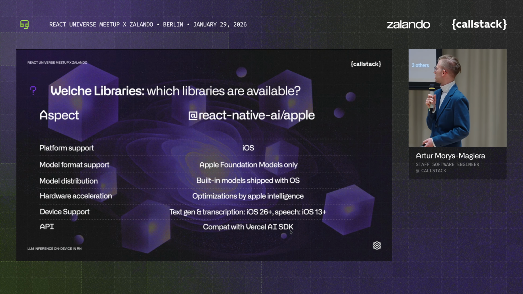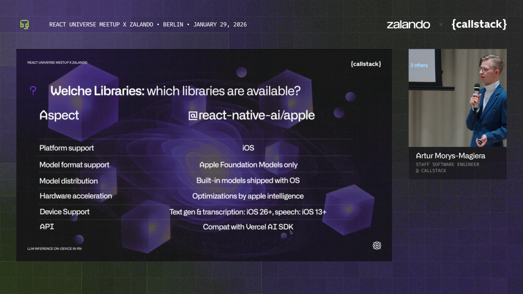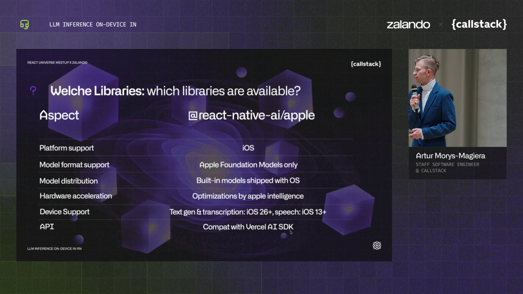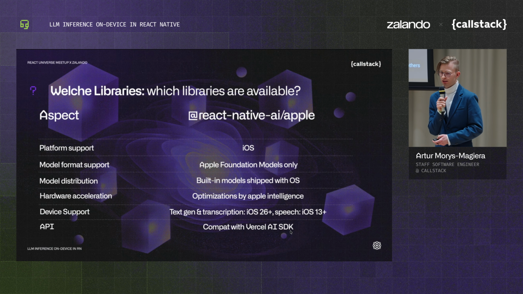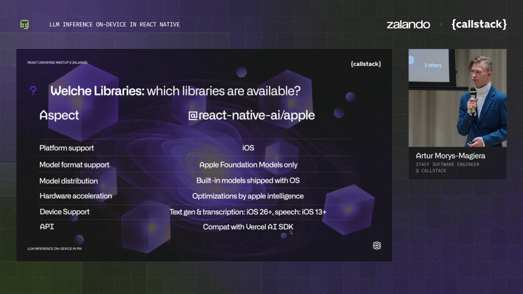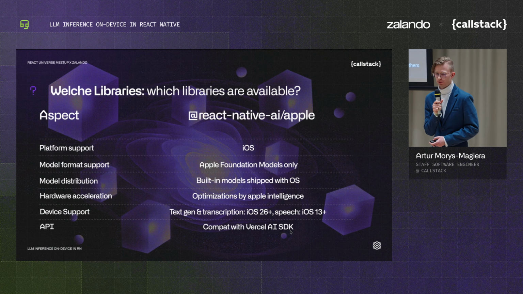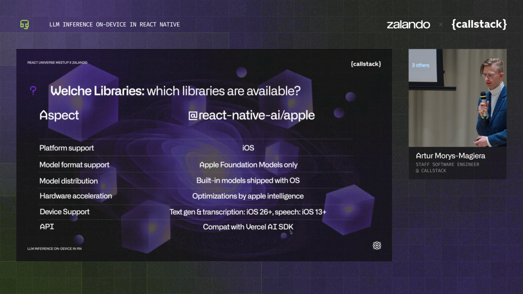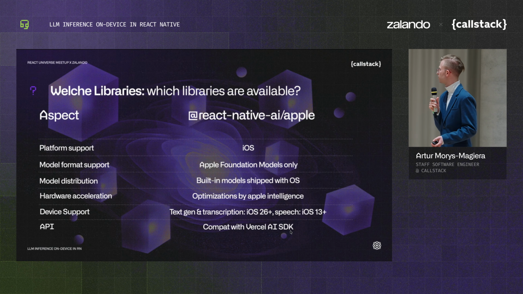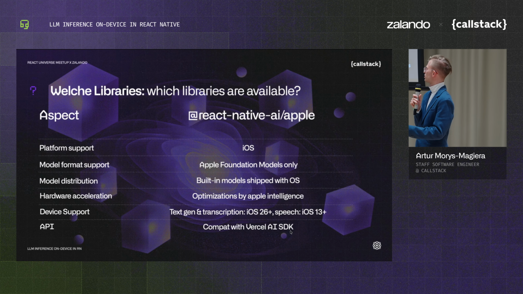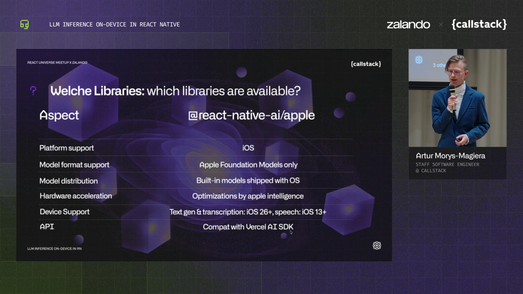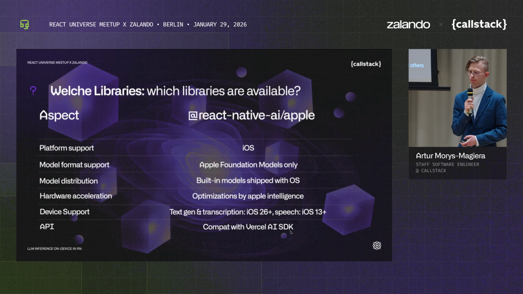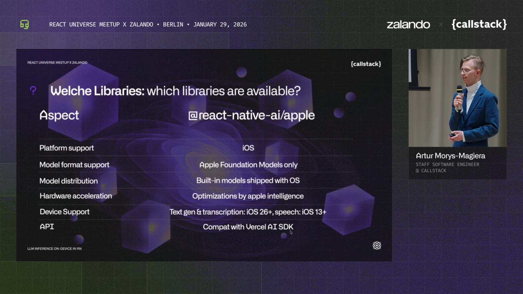The device support is iOS 26 plus for text generation and transcription, and for speech iOS 13 plus. And the other difference here is the API, because this library has compatibility with the Vercel AI SDK, which you may have already known. The limitations are also there because, for instance, you cannot put, of course, a custom model, which I already mentioned.